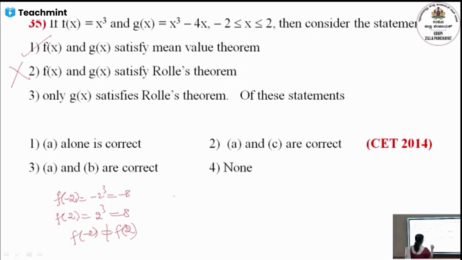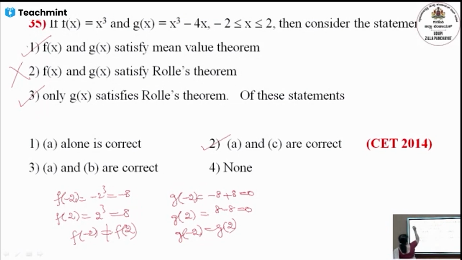Whereas what can you say about g? g of minus 2 is minus 8 plus 8, which is 0. What is g of 2? 8 minus 8, which is 0. So g of minus 2 is same as g of 2. Therefore, what you can say? G of x satisfies Rolle's theorem. So, which are the two statements that are correct? I should have taken this as A, this as B, this is C. A and C are correct, B is not correct.